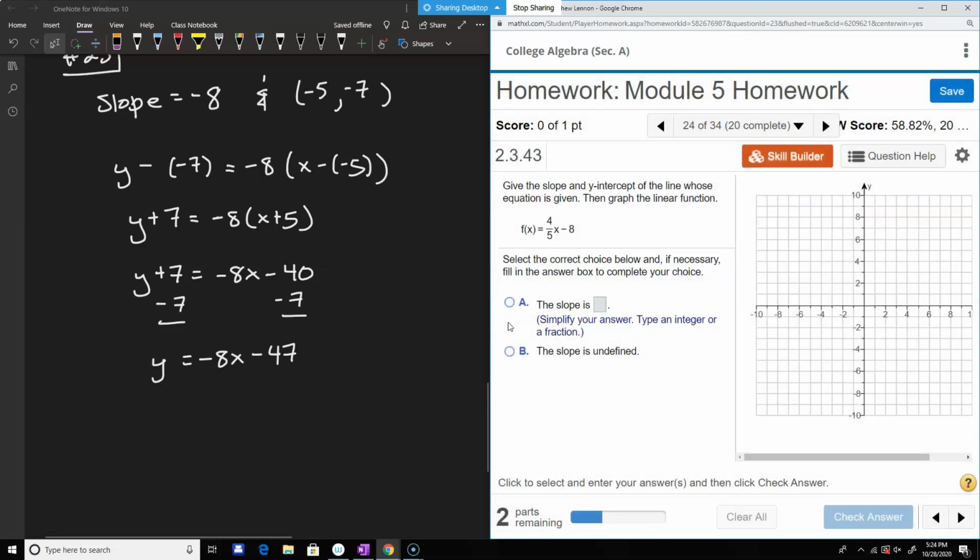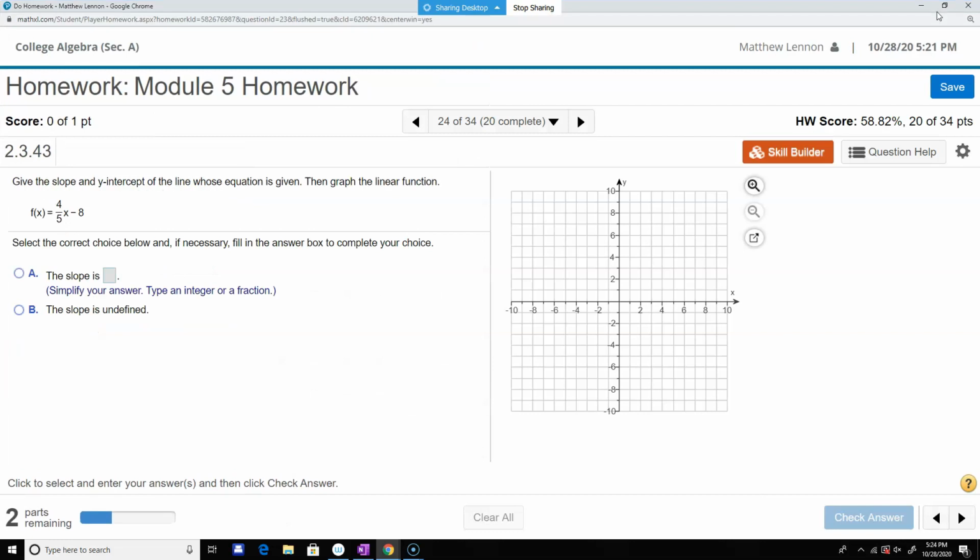Again, graphing the equation of a linear function is really easy. It's just a two-step process. You identify first the y-intercept, which is the constant term. In this case, with this example, it's -8. So we first find that point, -8, which is down here on the y-axis.